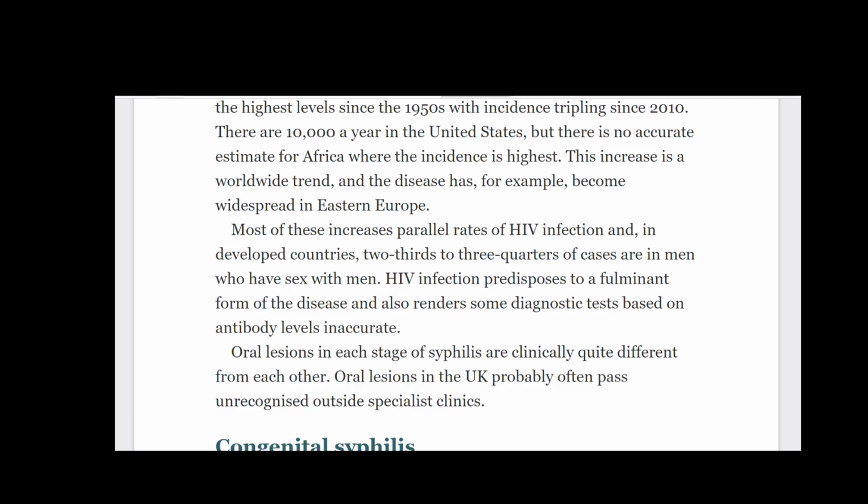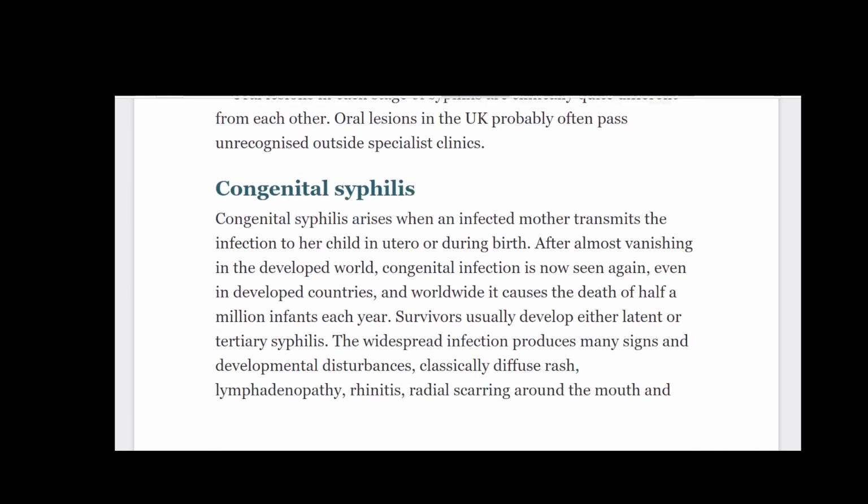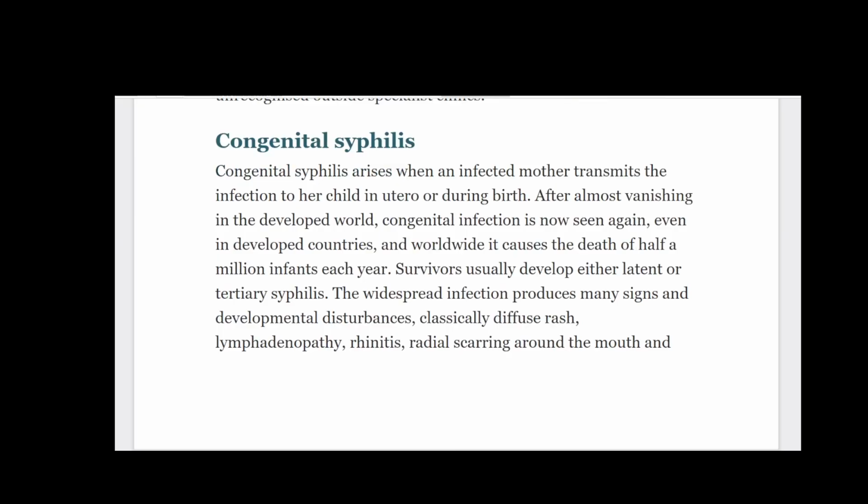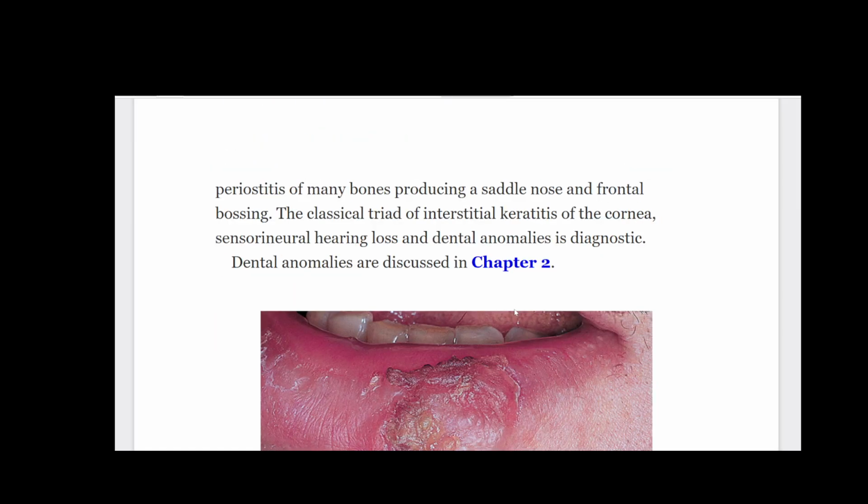Congenital syphilis arises when an infected mother transmits the infection to her child in utero or during birth. After almost vanishing in the developed world, congenital infection is now seen again, even in developed countries, and worldwide it causes the death of 500,000 infants each year. Survivors usually develop either latent or tertiary syphilis. The widespread infection produces many signs and developmental disturbances, classically diffuse rash, lymphadenopathy, rhinitis, radial scarring around the mouth and periostitis of many bones producing a saddle nose and frontal bossing. The classical triad of interstitial keratitis of the cornea, sensorineural hearing loss and dental anomalies is diagnostic. Dental anomalies are discussed in Chapter 2.